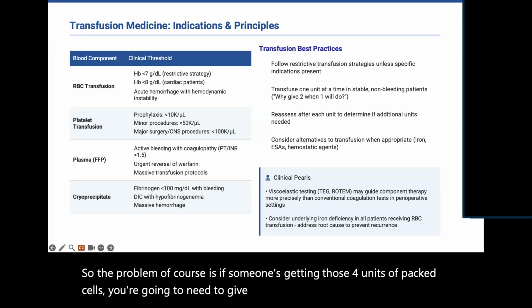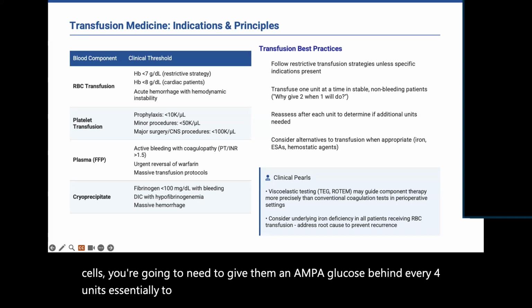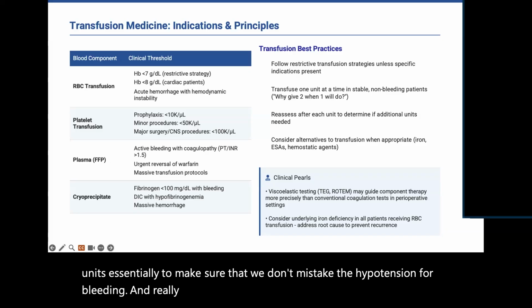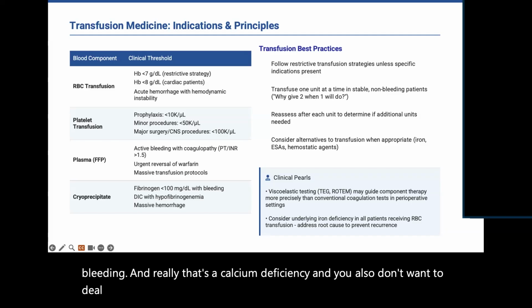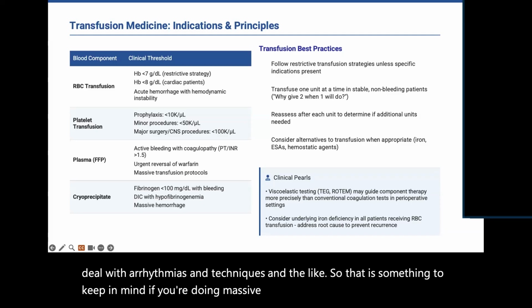So the problem, of course, is if someone's getting those 4 units of packed cells, you're going to need to give them an amp of calcium gluconate behind every 4 units, essentially, to make sure that we don't mistake the hypotension for bleeding, and really that's a calcium deficiency. And you also don't want to deal with arrhythmias and tetany and the like. So that is something to keep in mind if you're doing massive transfusions.